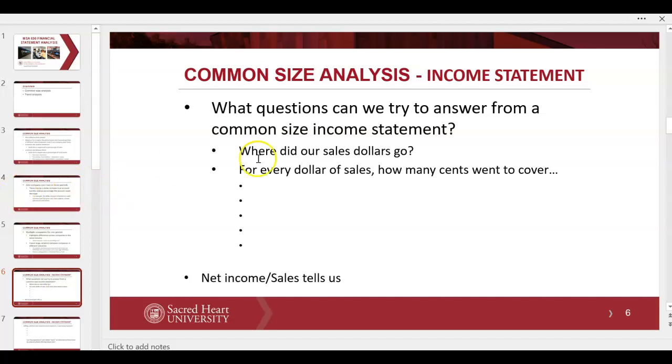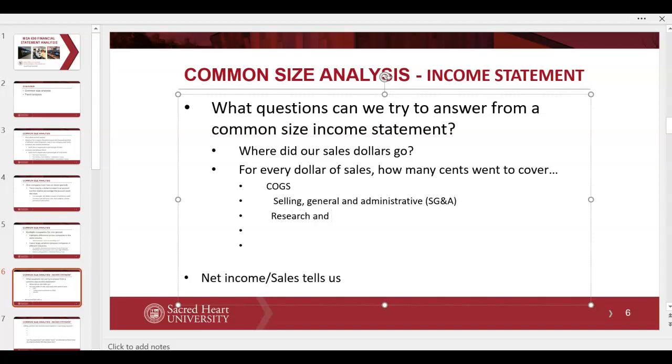Some of the specific expenses that it's important to remember we're looking at: for every dollar of sales, how many cents went to cover our major expenses? Cost of goods sold, selling, general, and administrative expenses, and, if we have this information, research and development.